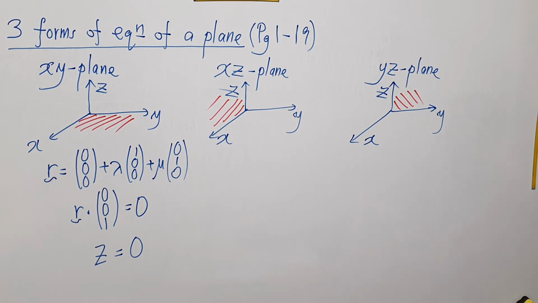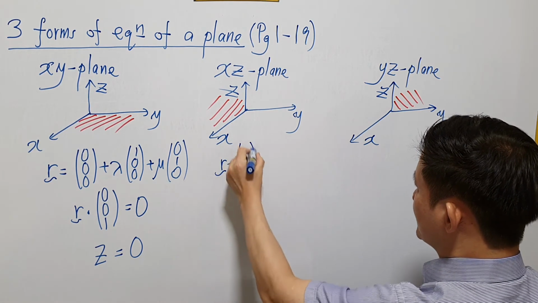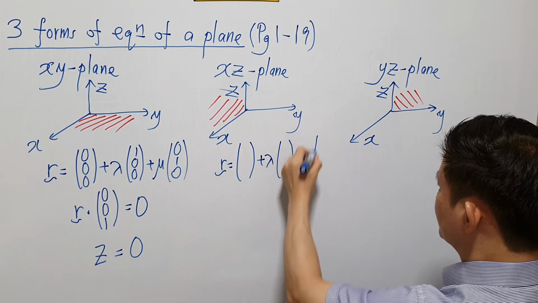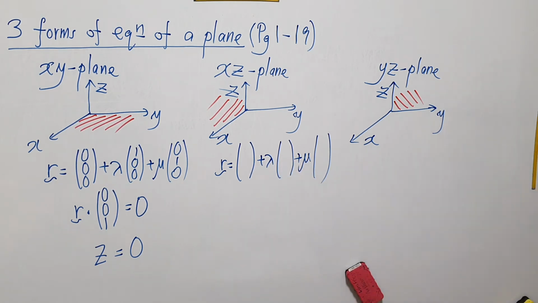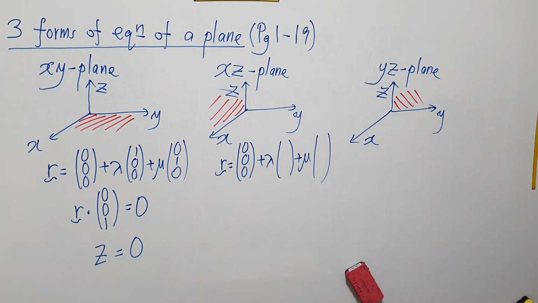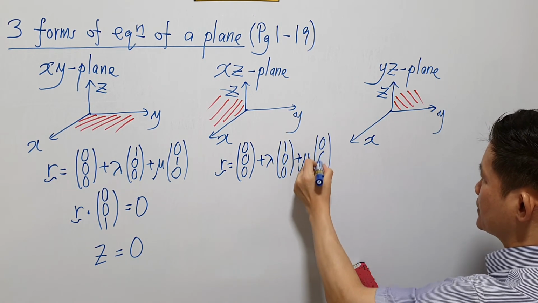Next, how about the xz plane? In the case of the xz plane, again, to write the vector equation in the first form, I again need three vectors. Once again, this represents a point on the given plane. A convenient choice would have been just 0, 0, 0. And then a vector that's parallel to the xz plane is 1, 0, 0, and then 0, 0, 1.